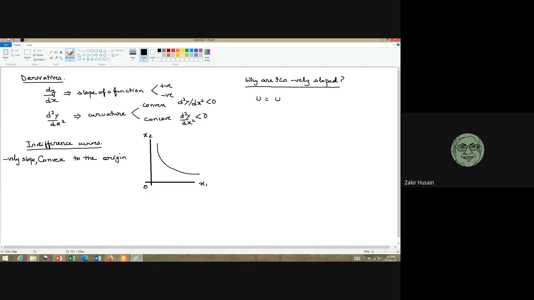See, the utility function is given by U. Sir, here d2U/dx square should be greater than 0 for convex, right? Yes, that was what I was thinking. Oh, I've written both of them positive. Yes, sir. Both of them negative. Okay.